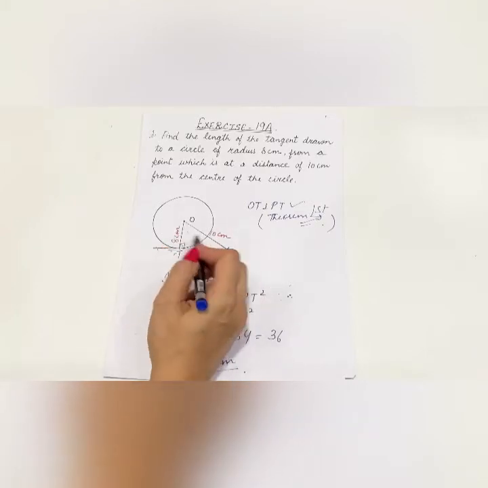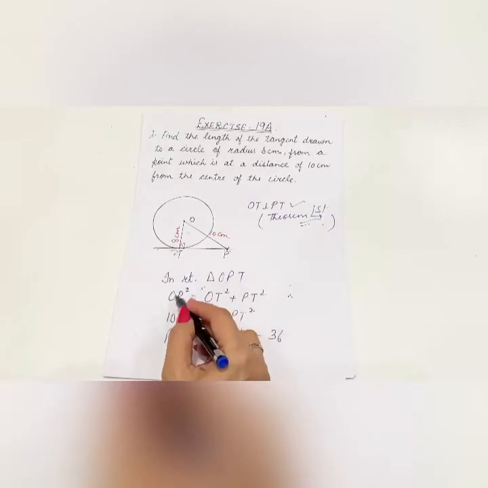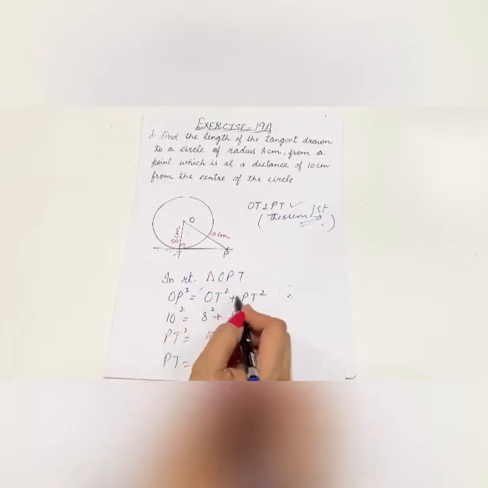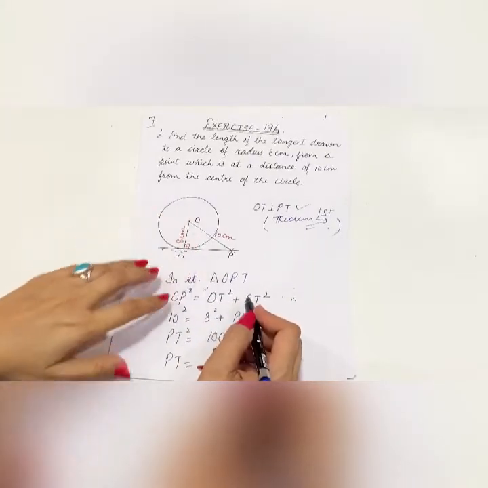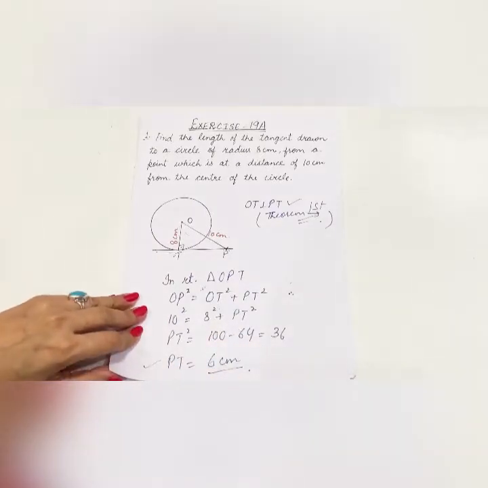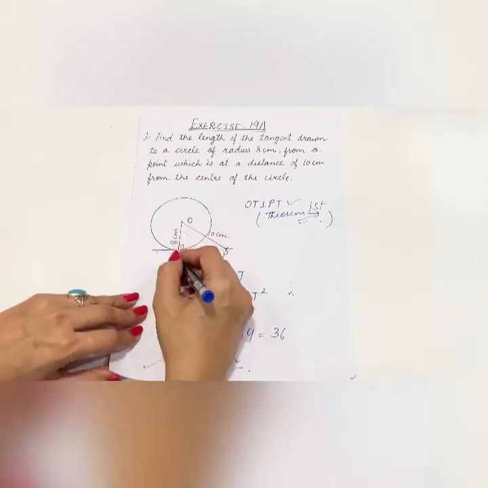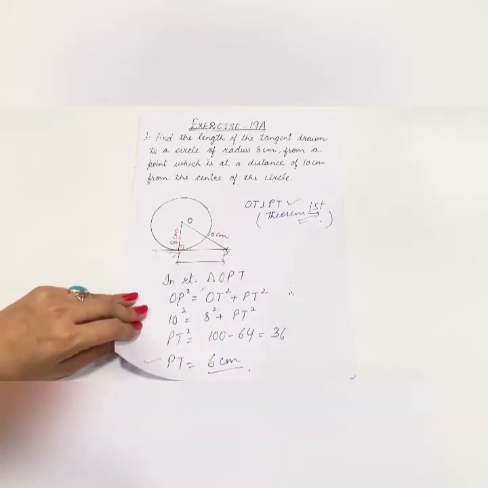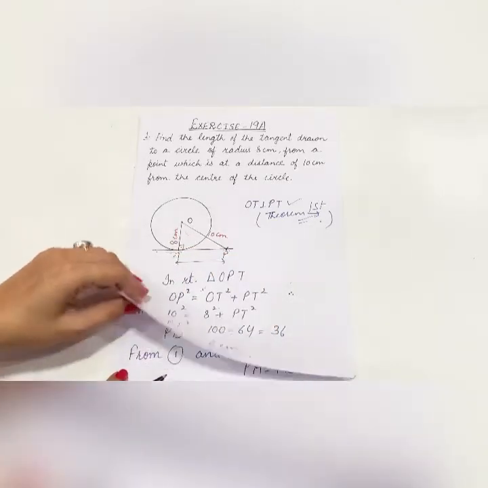Now we have got a right angle triangle OPT in which OP square will be equal to OT square plus PT square. OP is 10, so 10 square equal to 8 square plus PT square, and on simplification we are getting PT is equal to 6 centimeter. So the length of this tangent is equal to 6 centimeters.